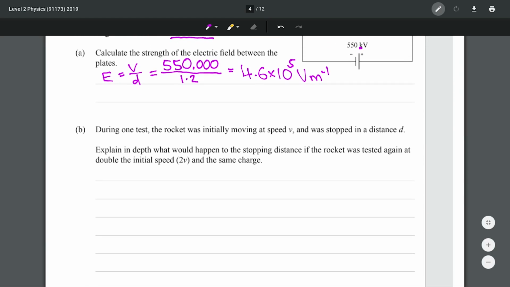During one test, the rocket was initially moving at speed v and was stopped in a distance d. Explain in depth what would happen to the stopping distance if the rocket was tested again at double the initial speed and the same charge. So this is essentially a conservation of energy question. The energies that we're concerned with are the kinetic energy of the ship, which is given by half mv squared, and the electric potential energy, which is given by EQD.